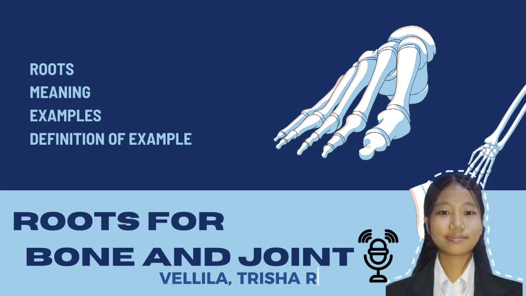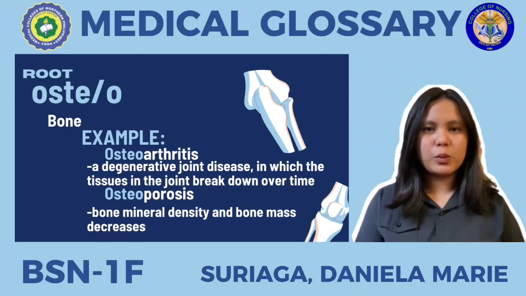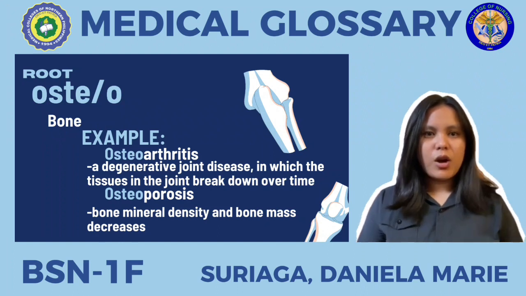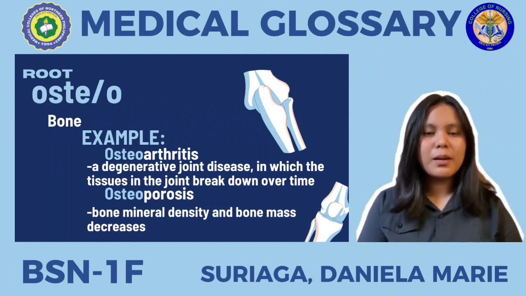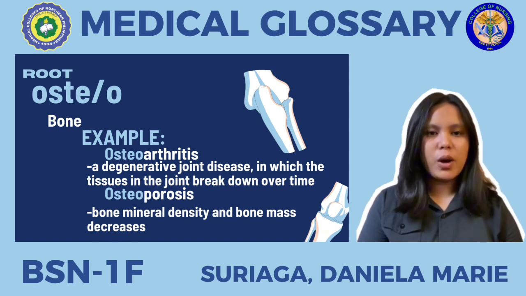Okay, let's start with the following root-based words for bones and joints, wherein we are going to discuss the roots, meaning, and example to further understand the language of medicine. So we have here the first word, osteo. Osteo is a combining form which means bone. An example for this is osteoarthritis.